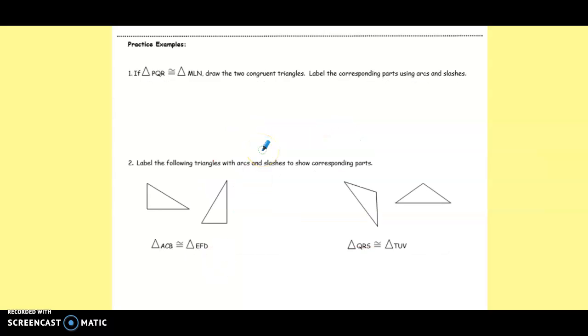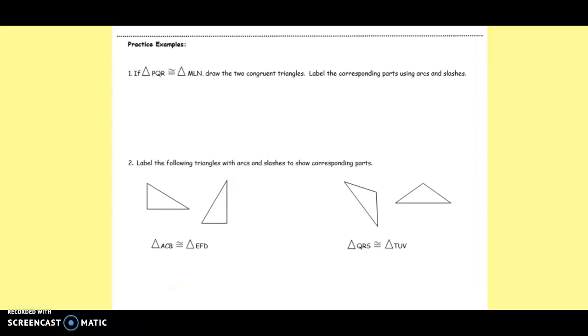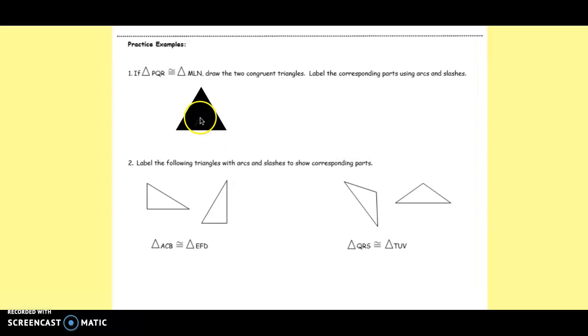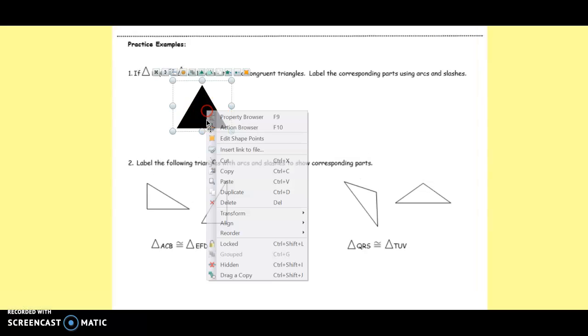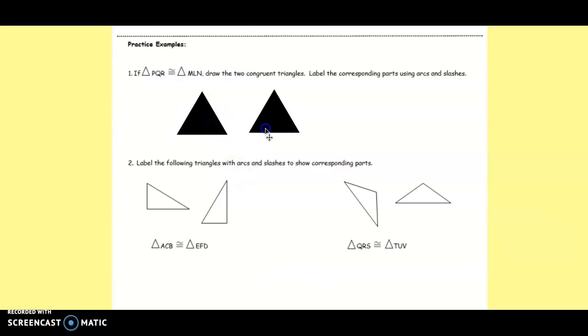So on the bottom of your note sheet here, the first one says, hey, go ahead and draw 2 congruent triangles and label the parts using arcs and slashes. So this is kind of the nice part, is when you are drawing triangles, you can make them however you would like. Okay, so there's one triangle that I'm going to draw. I'm going to just copy and paste myself. So I've got 2 exact triangles, right?